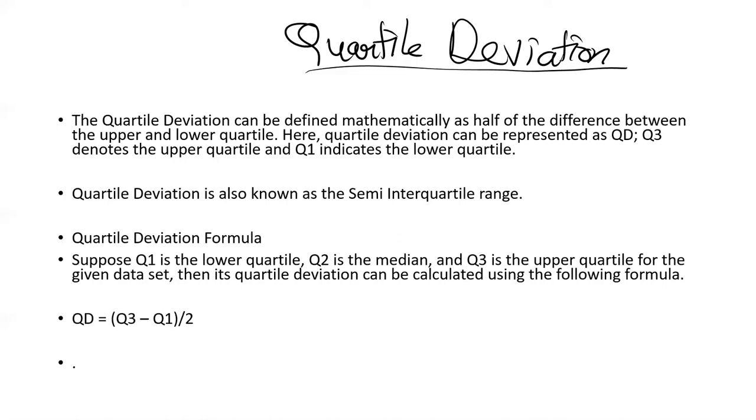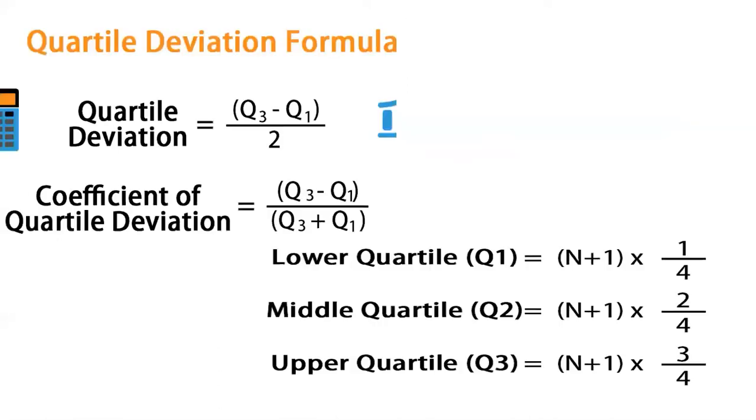Quartile deviation is also known as semi-interquartile range. Now the quartile deviation formula. Suppose Q1 is the lower quartile, Q2 is the median, and Q3 is the upper quartile for the given data set. Then the formula for quartile deviation is Q3 minus Q1, divided by 2. This is the formula of quartile deviation, Q3 minus Q1 divided by 2.